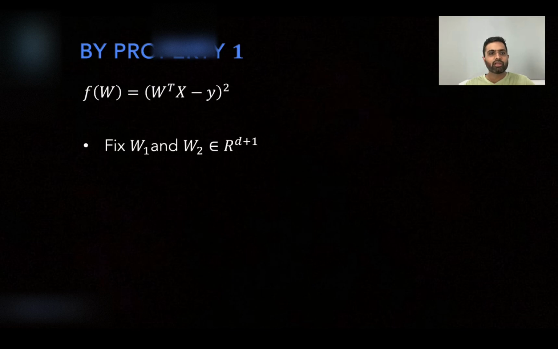Very good. So you fix any W1 and W2 in R to the d plus 1. You fix those points, and we will prove that the line joining these 2 points will be above the function values between these 2 points.